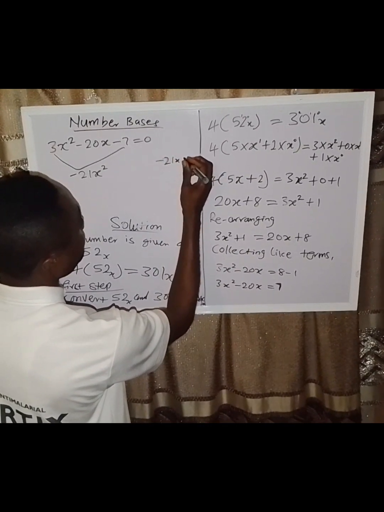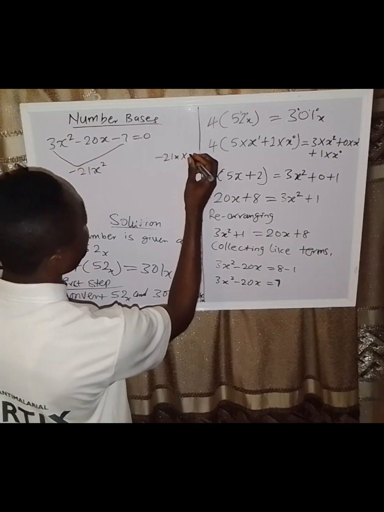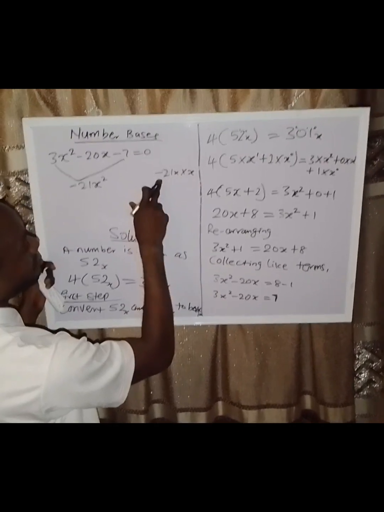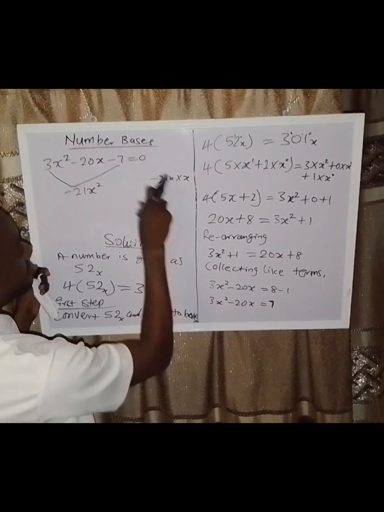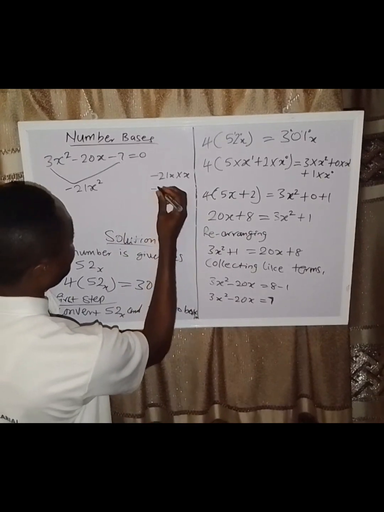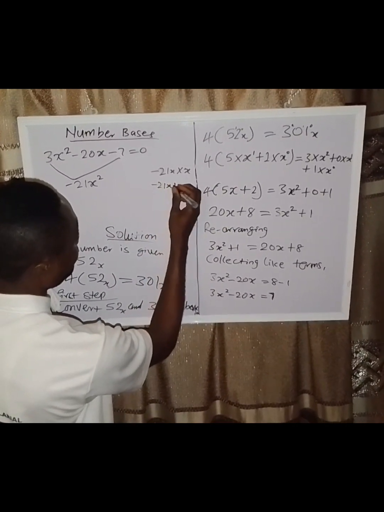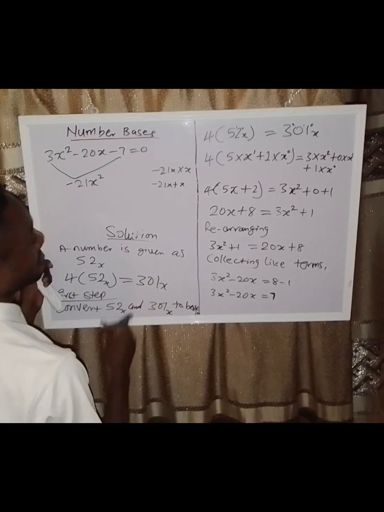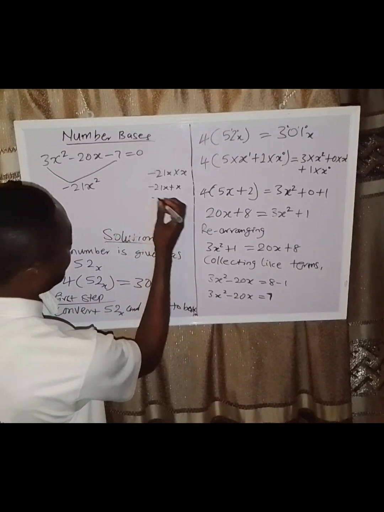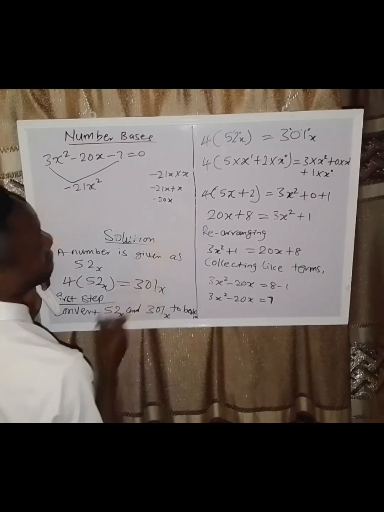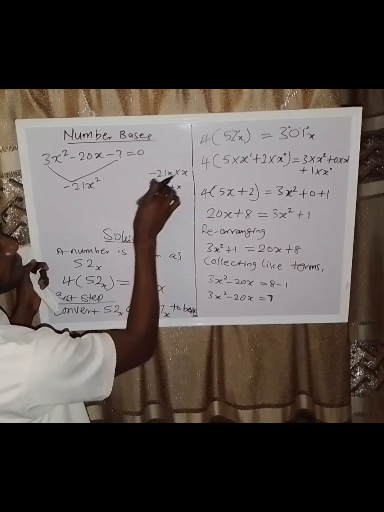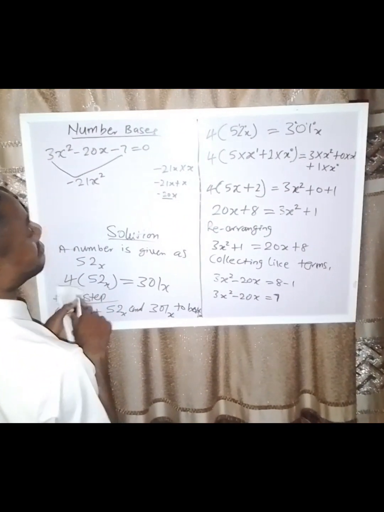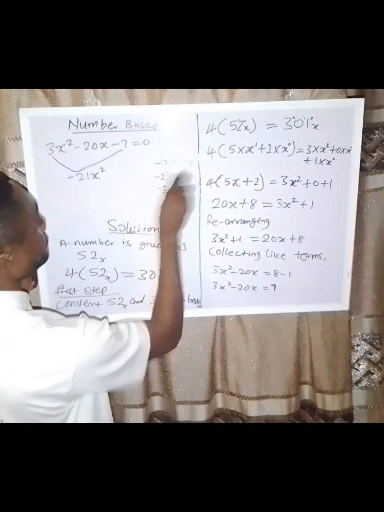x multiplied by what? x. So if you use minus 21x multiplied by x, it will give you minus 21x squared. And if you decide to add minus 21x plus x, you have what? Minus 21 plus 1 will now give you minus 20x, because you are taking a smaller number from a bigger one. So the bigger one is carrying the negative sign to become what? Minus 20x.